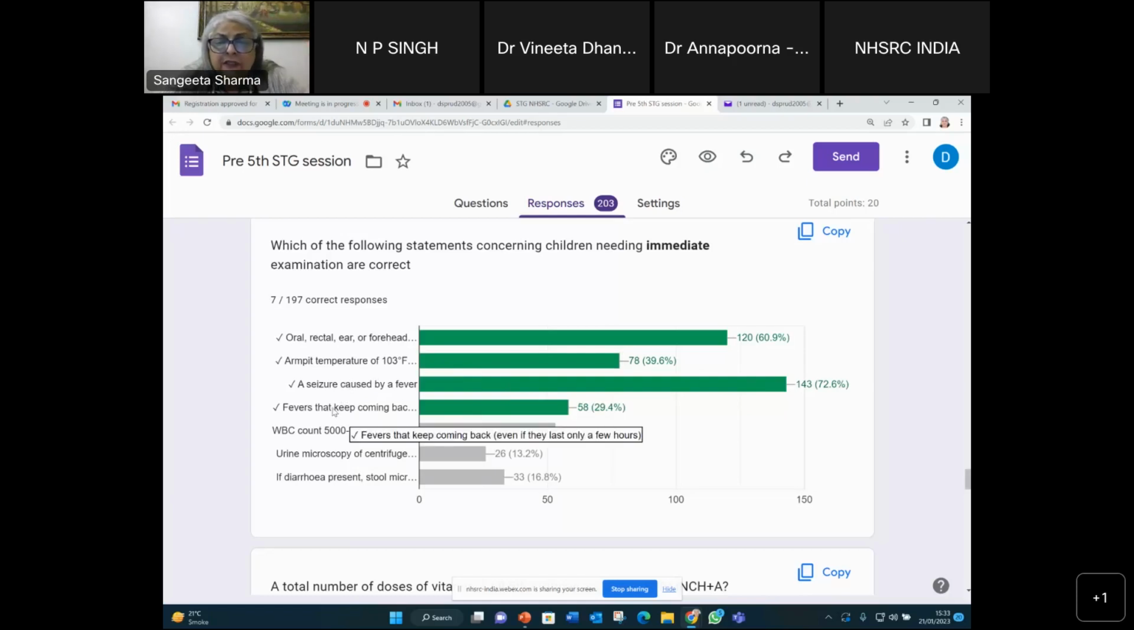A fever that keeps coming back, even if it lasts only a few hours, again there must be something, so this needs to be looked into. WBC count between 5,000 to 15,000, urine microscopy with less than 10 pus cells, and if diarrhea is present, stool microscopy showing less than 10 per cell. These children can be seen at the earliest; there is no need to do anything immediately.